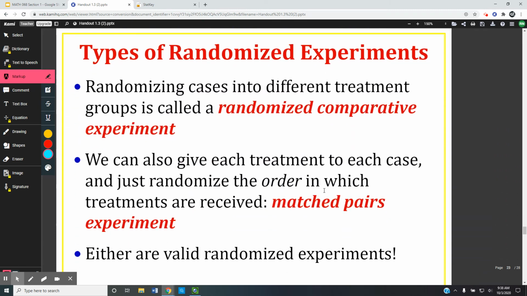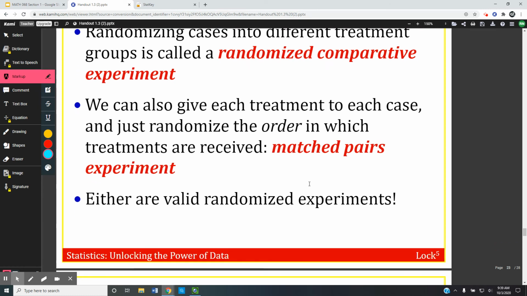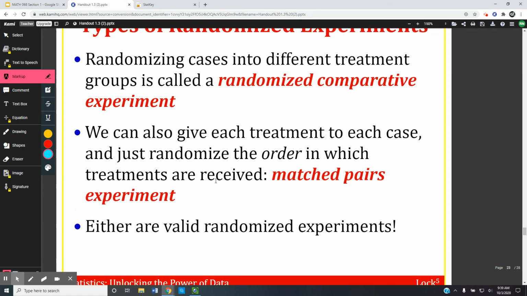The types of randomized experiments. Randomizing cases into different treatment groups is called a randomized comparative experiment. When we do that, we're just simply randomizing the different experiments into different groups. We can also give each treatment to each case and just randomize the order in which the treatments are received. This is called match pair. It's not incredibly important you remember these, but it's more important that you understand we're randomizing how the experiments are given out. Either is valid in a randomized experiment.